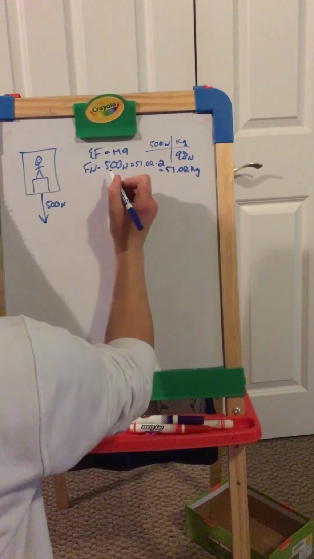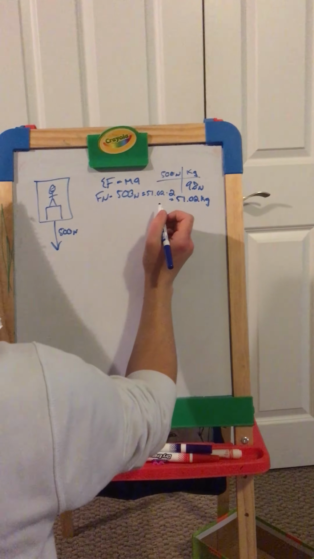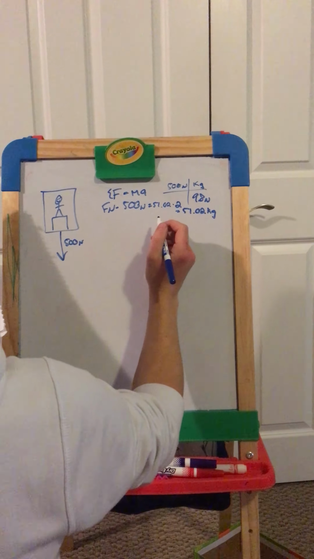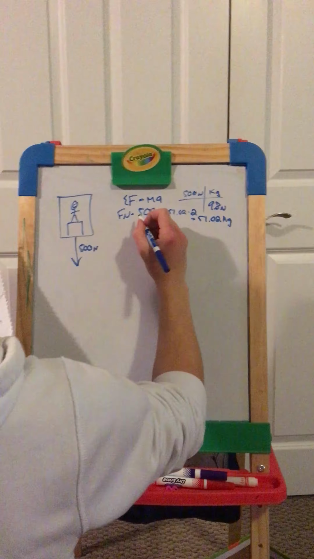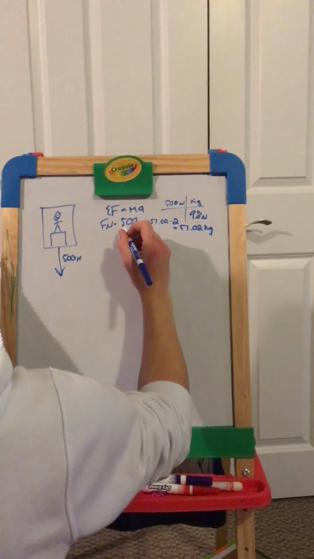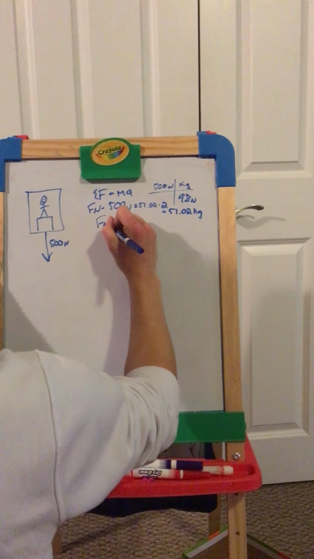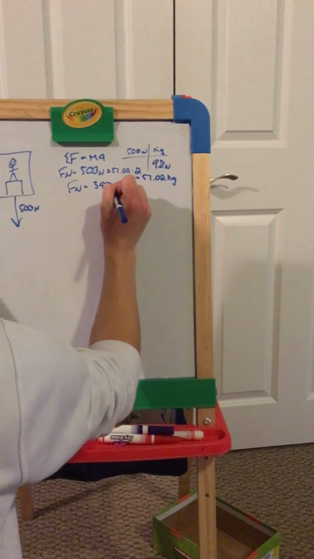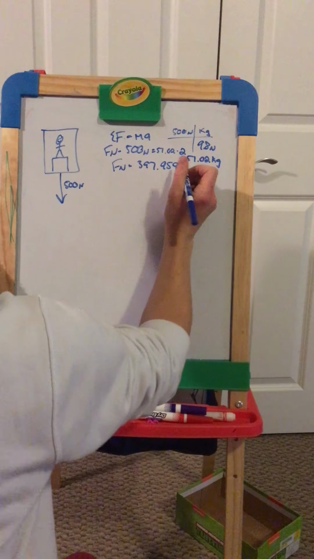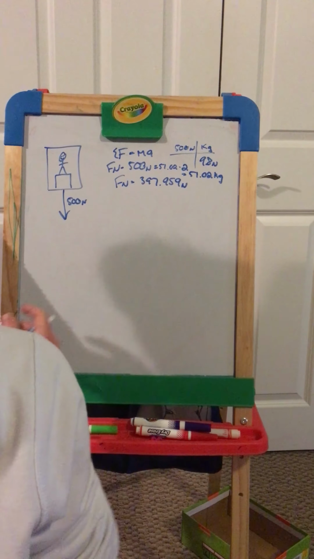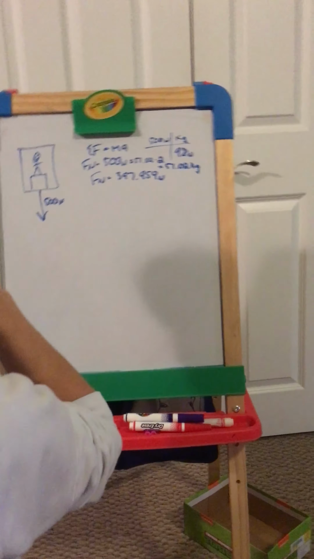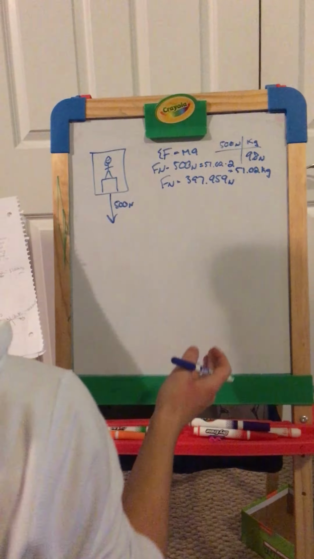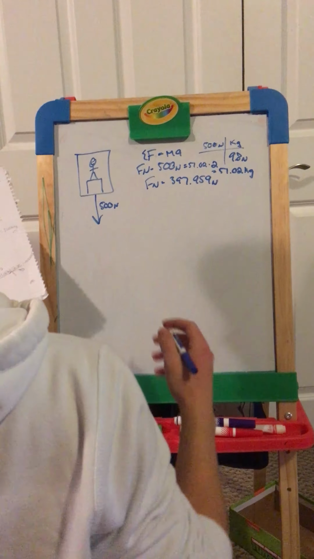So what we're going to do is add this 500 newtons to this side, and we end up getting force normal equals 397.959 newtons. Looks cool. So right there, that is the force normal, which is what the scale reads during the acceleration. So then also, how far did he travel?